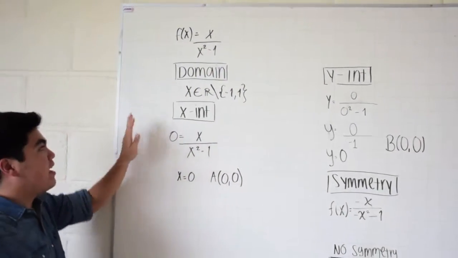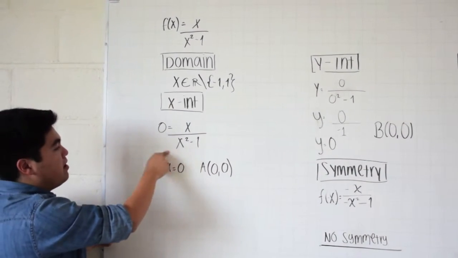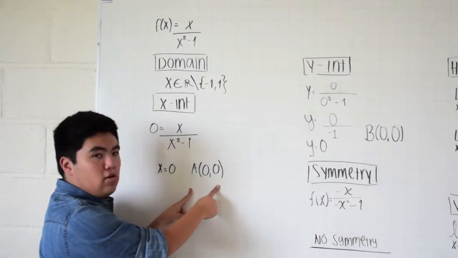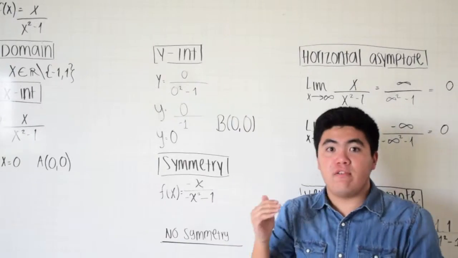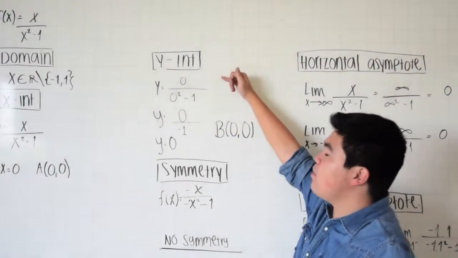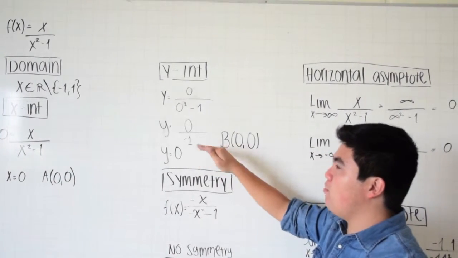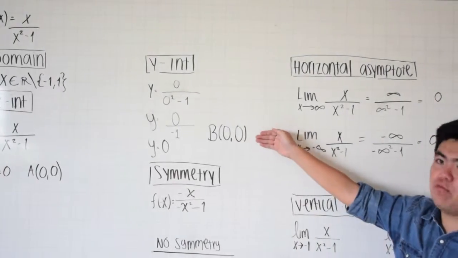So we got the x-intercept, where we set our function equal to 0. We pass this multiplying, so we have x equals 0, point A, (0, 0). And then our y-intercept. We substitute the value of x with 0. So we have 0 over 0 squared minus 1, which is 0 over minus 1. So y equals 0. Our point B, (0, 0).